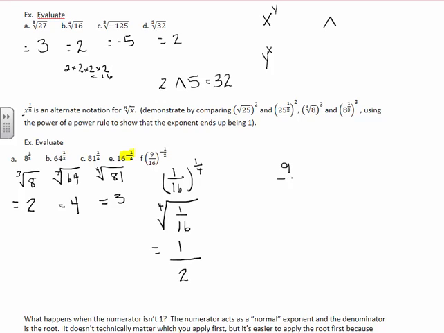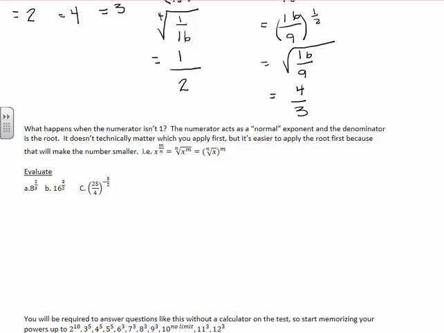So our last example here of 9/16 to the negative 1/2, I take the reciprocal, and that makes my exponent positive. So the whole fraction is to be square rooted. The square root of 16 and the square root of 9, which leaves me with 4/3.